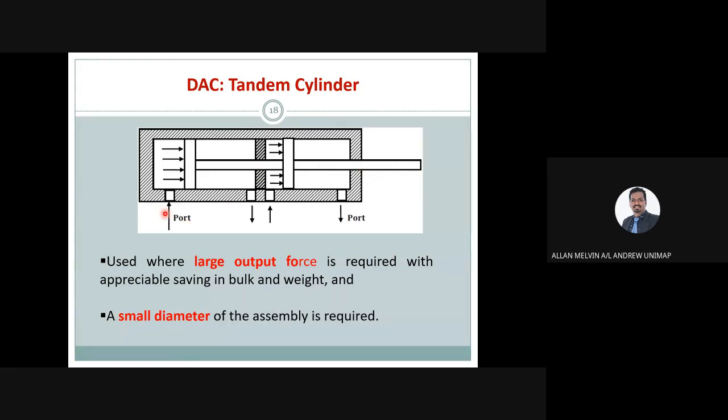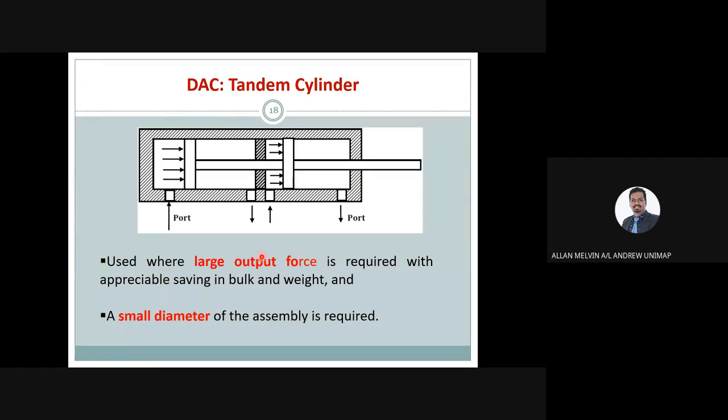Okay, so you can see. Since we consider this like two cylinders in one body, you have two working ports. So two working ports in the first chamber and two working ports in the second chamber. So udara yang masuk tu, dia akan push both side. Udara masuk dekat sini, udara masuk dekat sini. So it will push this piston and it will push this piston. So it will move with larger force.